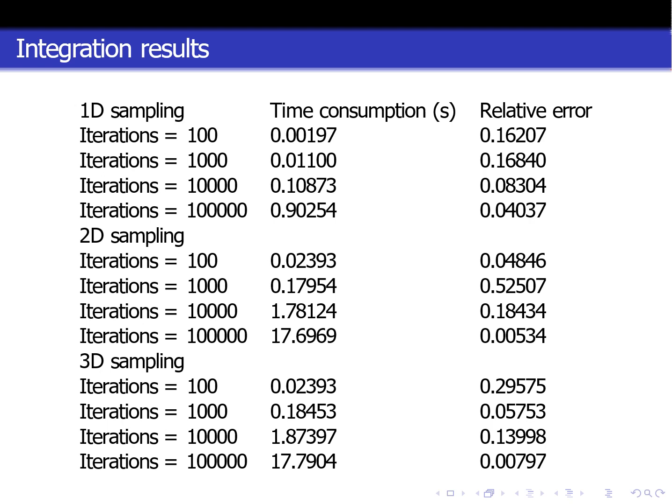Then we come to the integration results. We have 4 interesting findings. First, for all sampling, the time consumption increases by approximately 10 times as we increase the iteration number by 10 times. So, the time consumption for each Metropolis sampling should be proportional to the number of iterations.